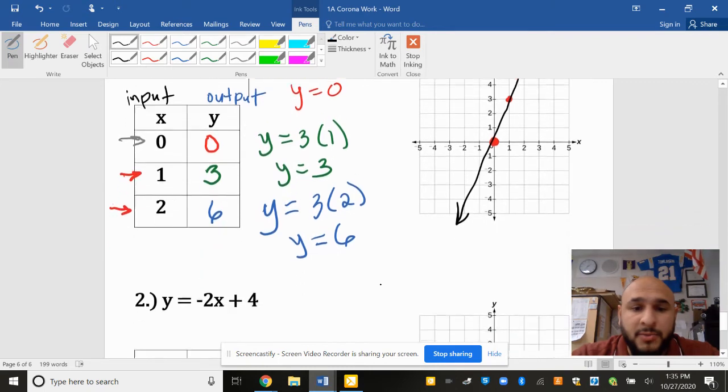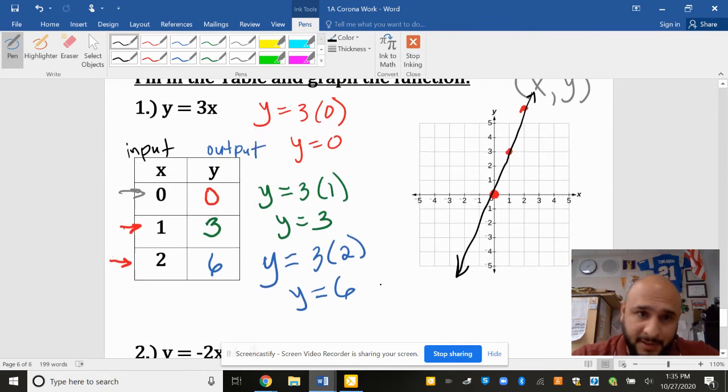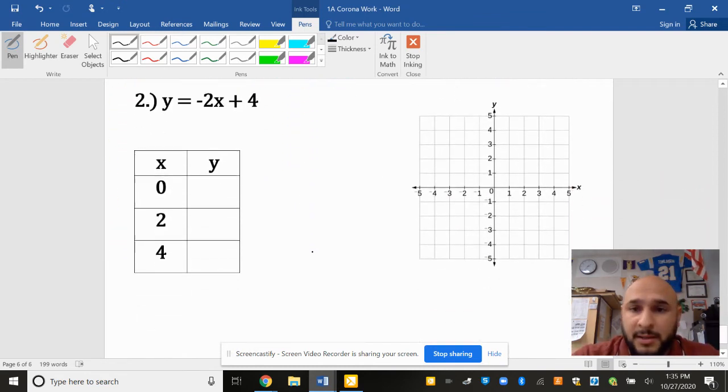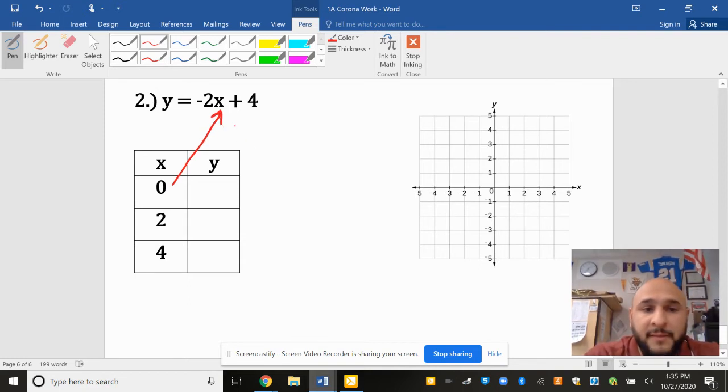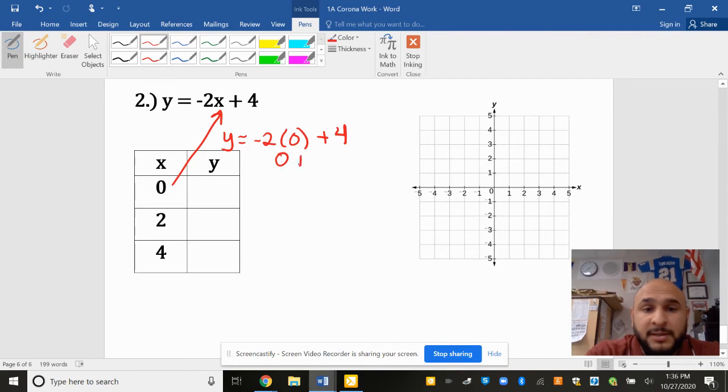All right, let's do one that's a little bit more difficult, but not much. The first problem didn't have a y-intercept. This equation actually does have a y-intercept. So let's go right into it. If x equals 0, that means I'm going to have to multiply -2 times 0. I'm substituting x with 0. And then after that, I have to add 4. So -2 times 0, that's 0. And 0 plus 4, well, that just equals 4. So y equals 4. So when x is 0, y is 4.